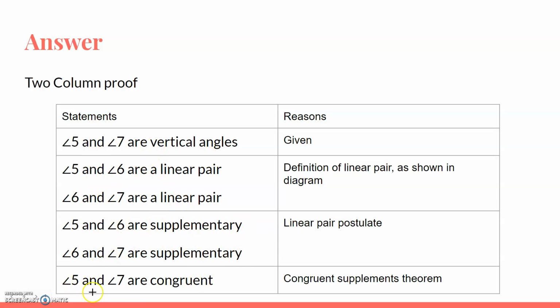And then finally, angle 5 and 7 are congruent because of the congruent supplements theorem. As you learned, if two angles are supplementary to the same angle, then they are congruent. So you can see here, angle 5 and 7 are supplementary to angle 6, so therefore angle 5 and 7 are congruent.